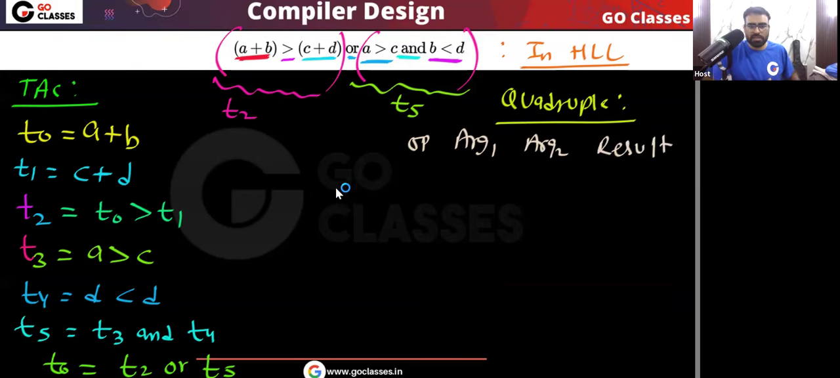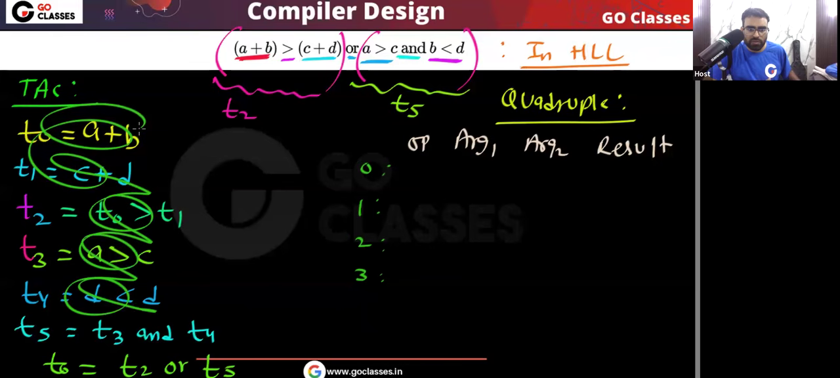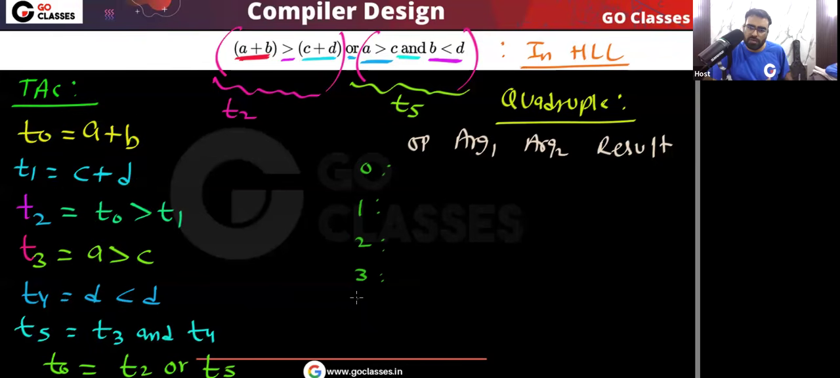Okay. These are the position numbers: 0, 1, 2, 3. Total, you can see 0, 1, 2, 3, 4, 5, 6. Okay, so you can see 4, 5, 6. Okay, so like this. Now let's see. Tell me, for this instruction, how to represent in the quadruple representation?